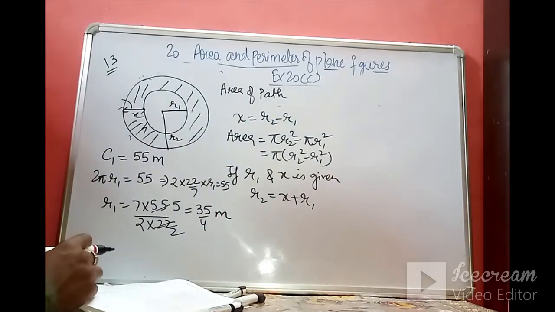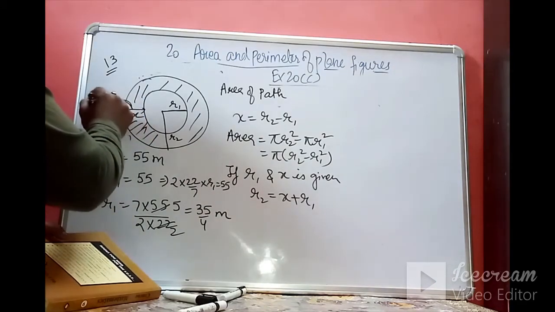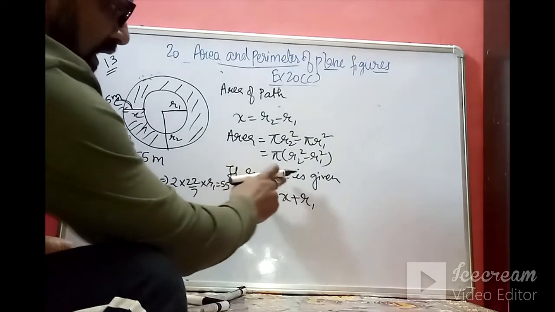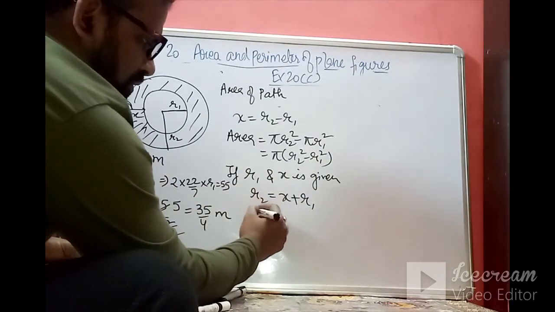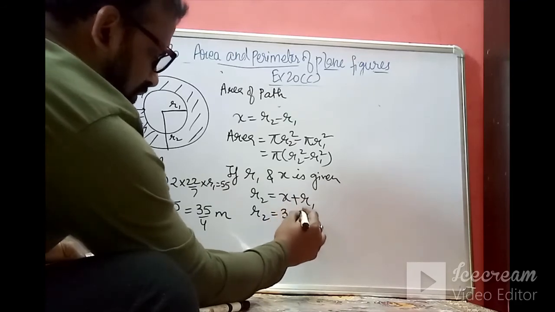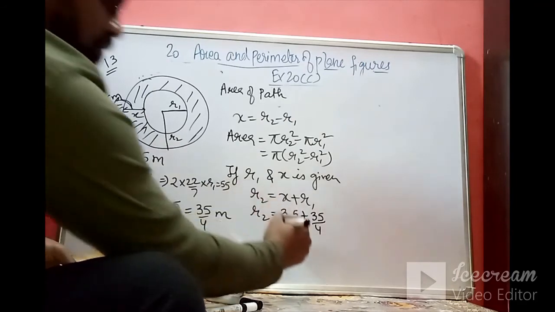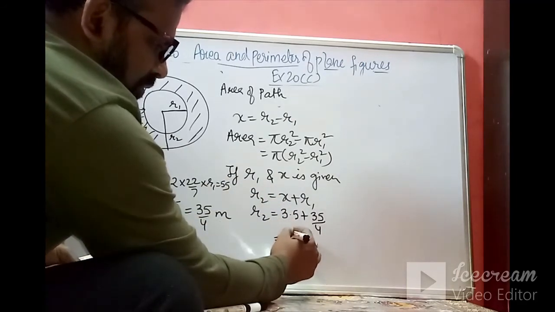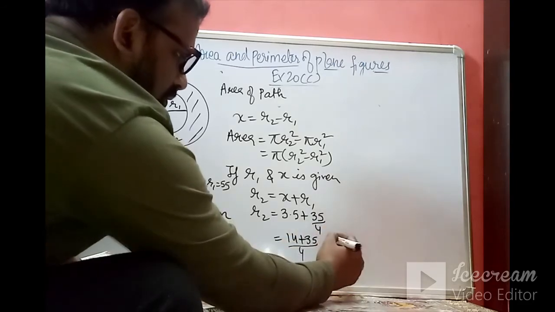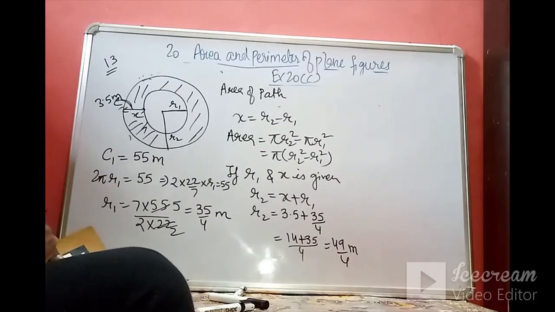Now width of the park is given. Okay, so this is given as 3.5 meter. So what I have told you, if R1 and X are given, then R2 is how much? X plus R1, that is 3.5 plus 35 upon 4. So if I take the LCM, it will be 14 plus 35 upon 4, that is 49 upon 4 meter.